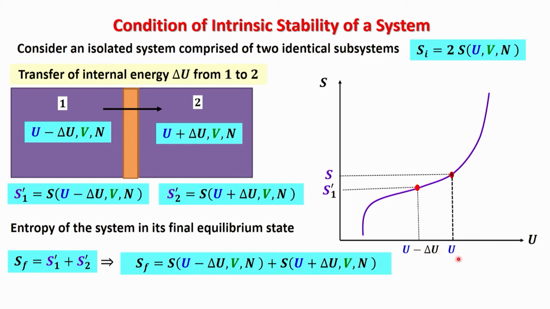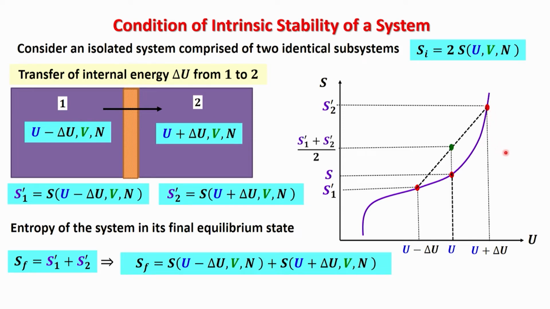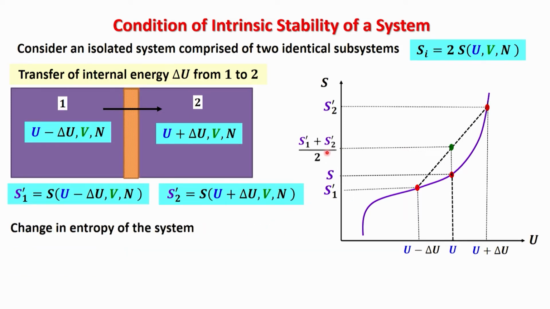Now, let me have the same point U plus delta U, and that gives you this is the value of S2 prime as per the functional dependence of S on U. Therefore, I can now connect these two red points by a straight line, take its midpoint, and this gives me that this is at the same value U, but now its value is half of S1 prime plus S2 prime divided by 2.